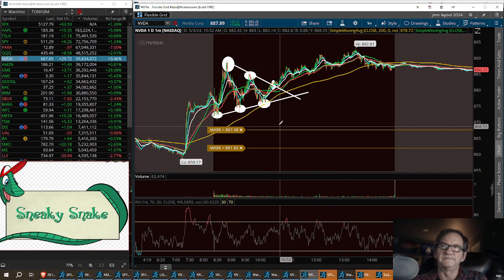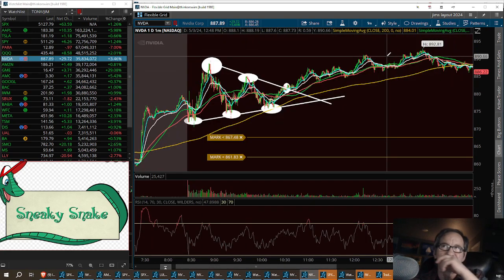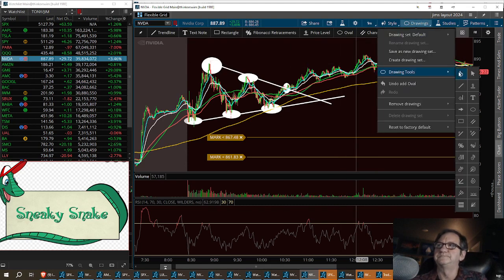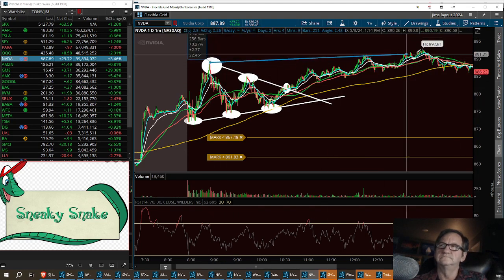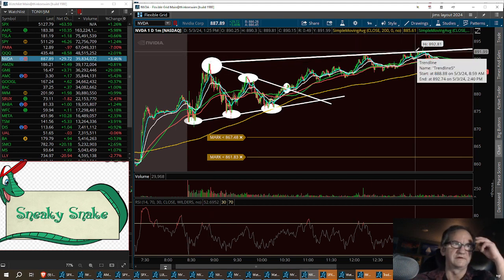Very bullish. And then we run it up to a double top and exit the trade. Or a triple top. 1, 2, 3. Everything comes in 3s.